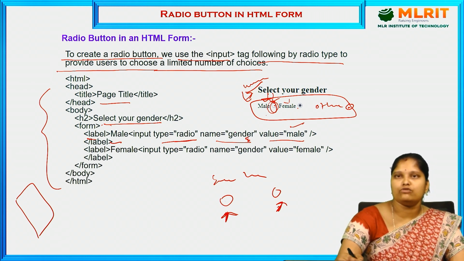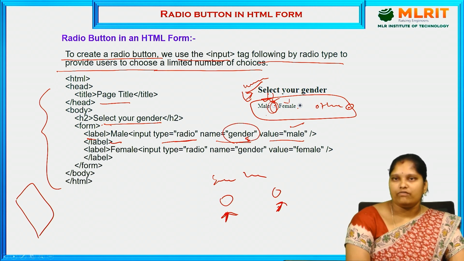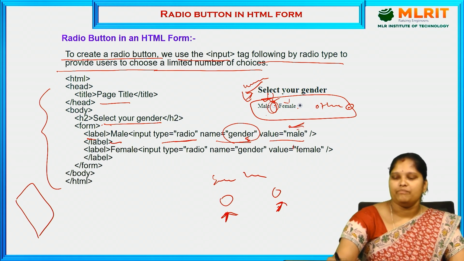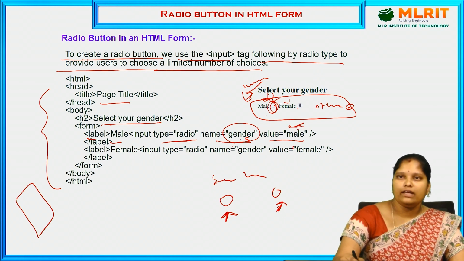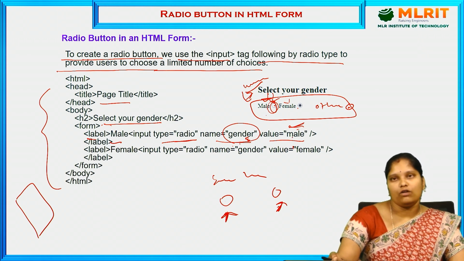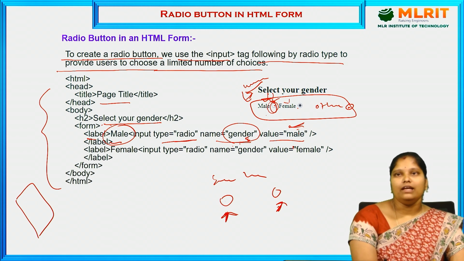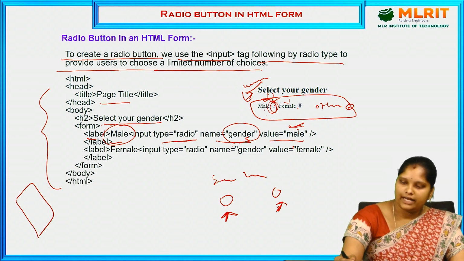Here we need to choose the gender of the person, that's why we need to give the name of the radio button and value, right? Male or female or others, that is the value of that radio button, right? In radio button, you need to give the name of that radio button and also value of that radio button, and also give the label, right? Here my label is male.